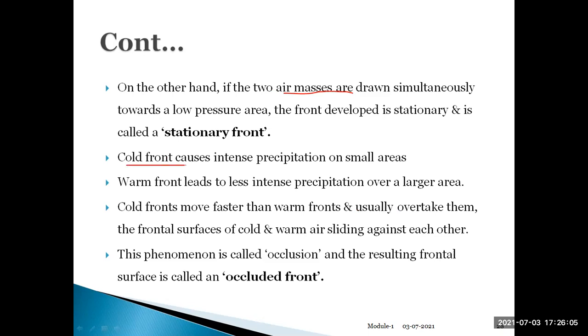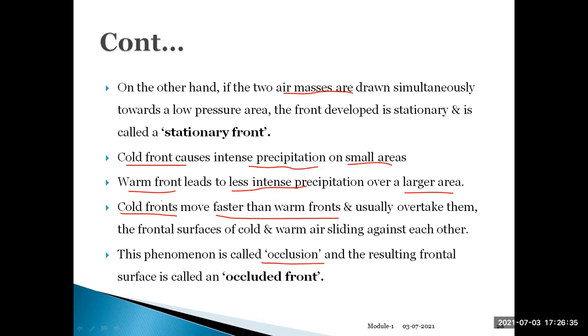And here the cold front causes intense, that is nothing but high precipitation on a small area, whereas the warm front will lead to less precipitation over a large area. Compared to these two fronts, the cold front moves faster than the warmer one, and usually it will overtake it. So the cold front will overtake the warmer one, and that phenomenon is called the occlusion.